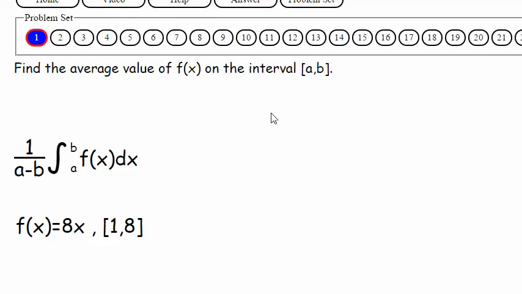So we got f of x is equal to 8x. We're on the interval between 1 and 8, and we got all that. Find the average value of f of x.